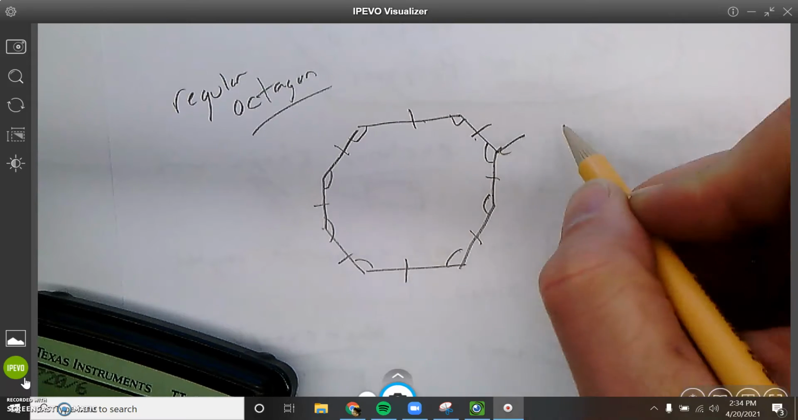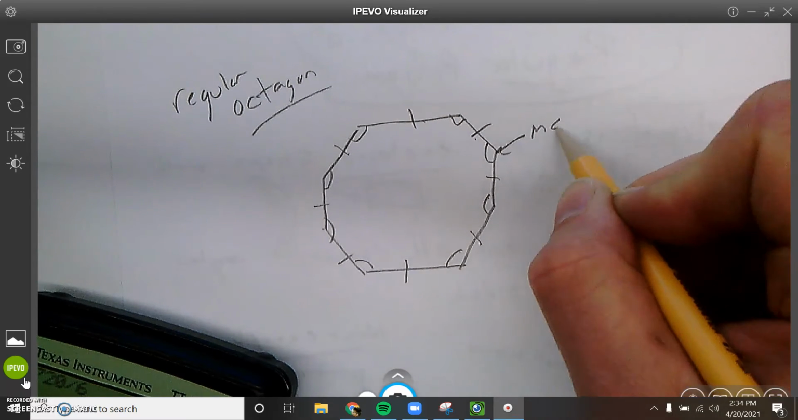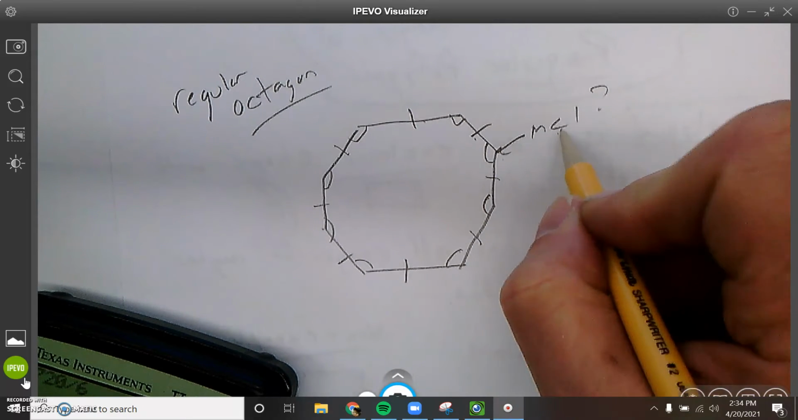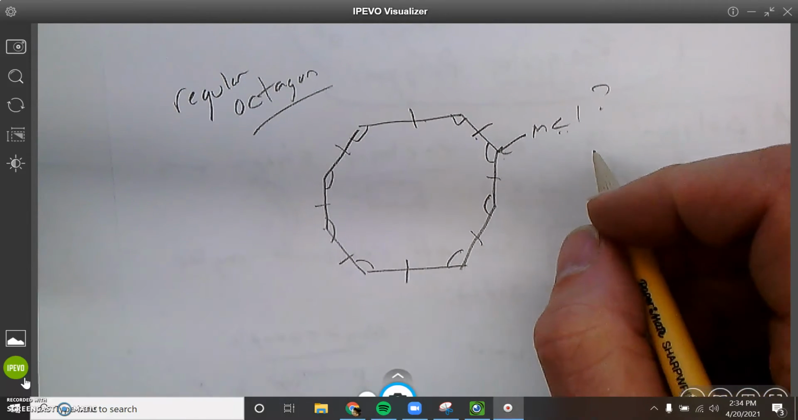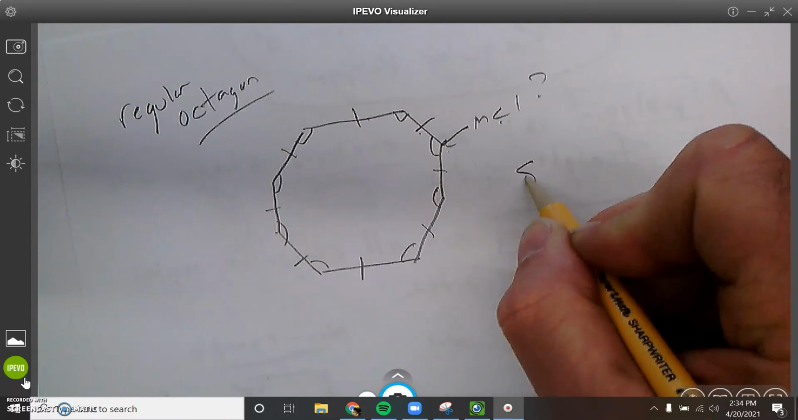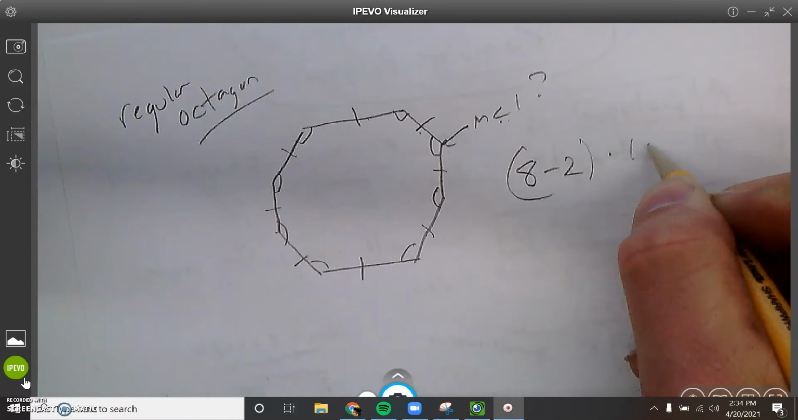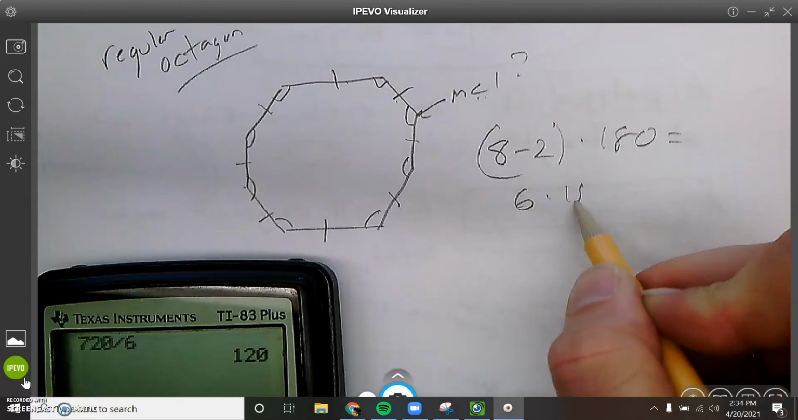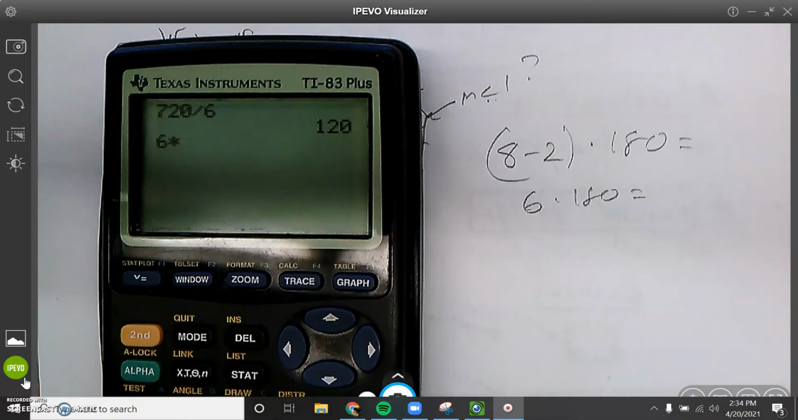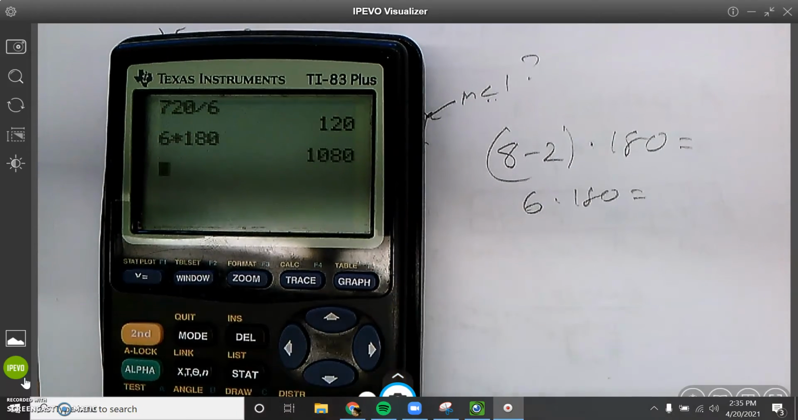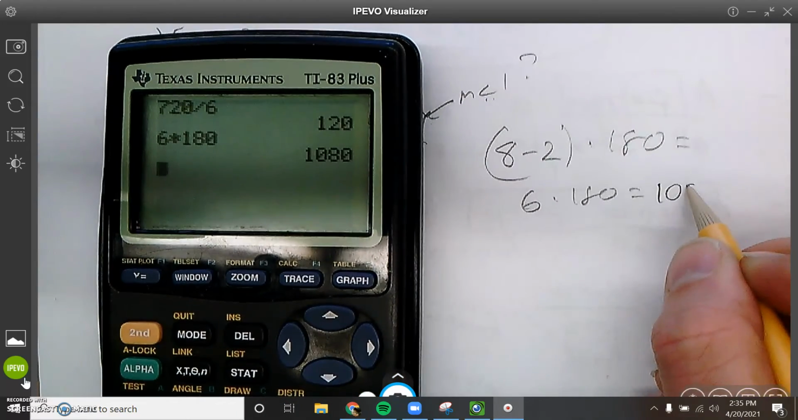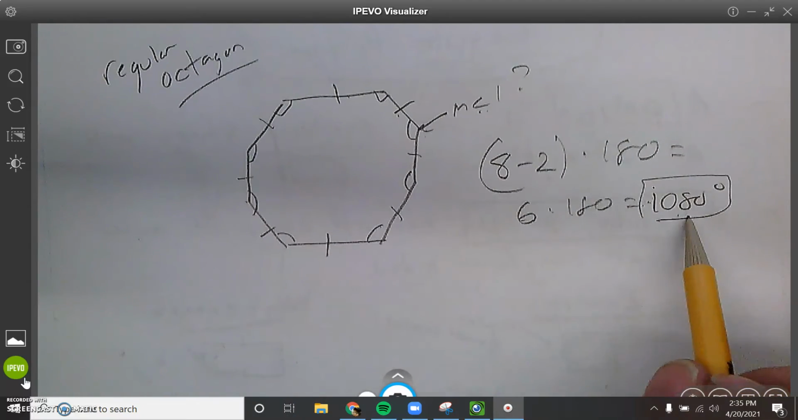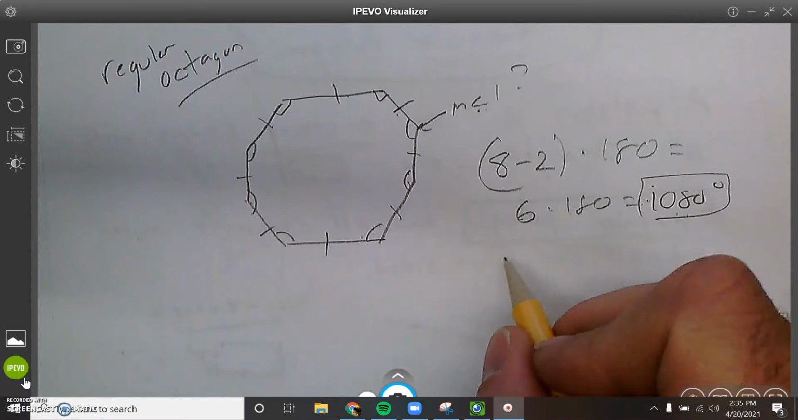So I want to know what the measure of one angle is. It's called the measure of angle 1, let's say. I don't know. It could be the measure of angle A or B or whatever it might be. So what is this angle? Well, let's find out the total first. So step 1, find the total. So that's 8 minus 2 times 180. So that's going to be 6 times 180. We've done this a lot, so you may have memorized some of these already. So that's going to be 1,080 degrees. So that's going to be all these angles combined.